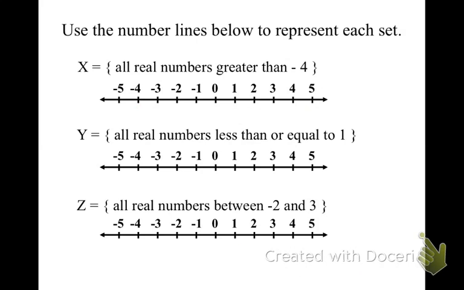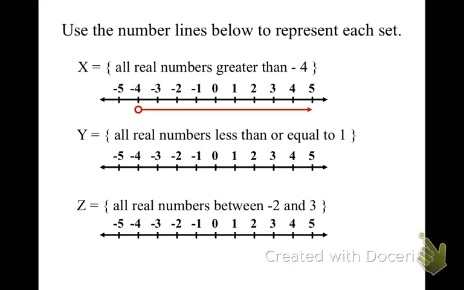Okay, now we're going to use the number lines to represent each set. So if I'm showing all real numbers greater than -4, I would start my line at -4, and does it include -4 in that set? It says greater than, so I'm using the open circle and I'm graphing those numbers in the greater than direction. Now, try letter Y on your own. Pause the recording.